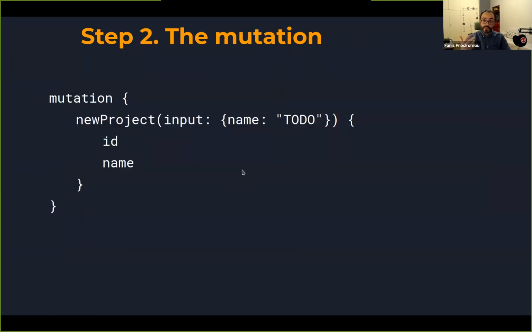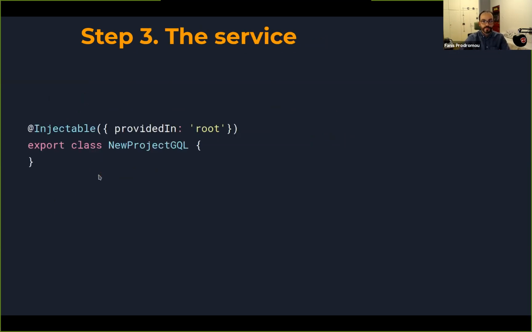The second step is to construct the query, or this time to construct the mutation. So this is how it looks like, new project, and we're providing here the input, and we said that I want to provide only the name, and this name is going to be to do. So this one, what I have now in the red border, is the request to the server, and all of these are the response from the server. What we're saying is that as soon as this is done, I'm going to get back ID and name.